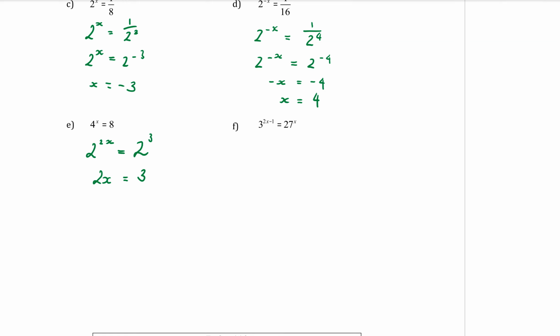Then we're going to divide both sides by 2. So x is equal to 1.5 or 3 over 2. Any of those options, they're all the same thing. 1.5.